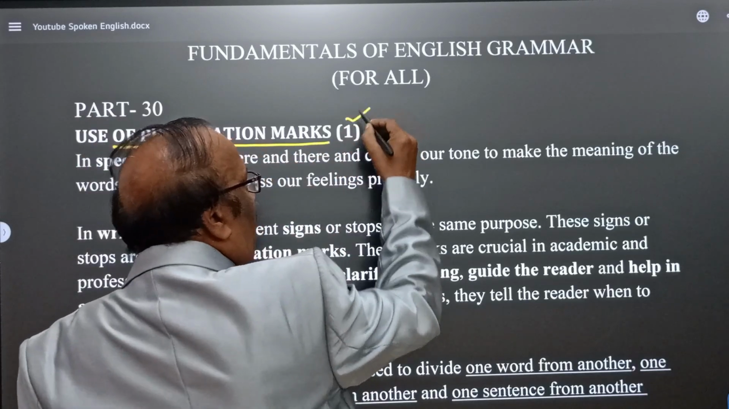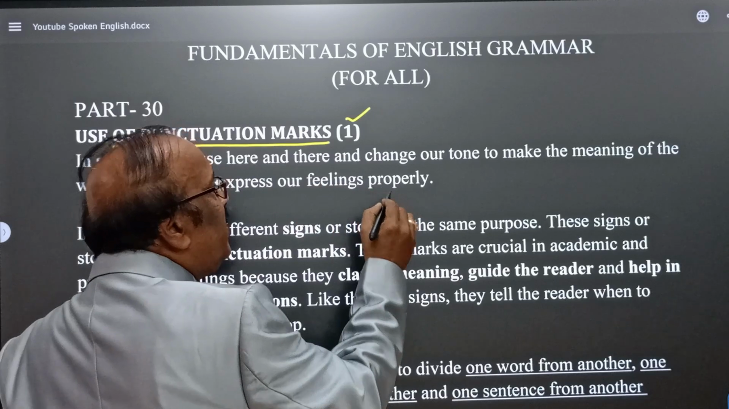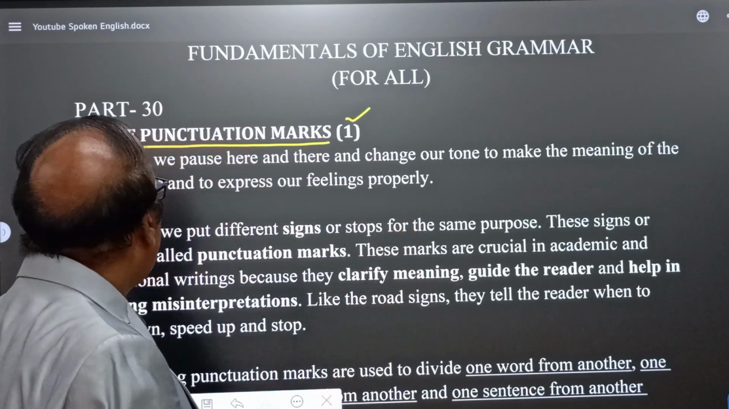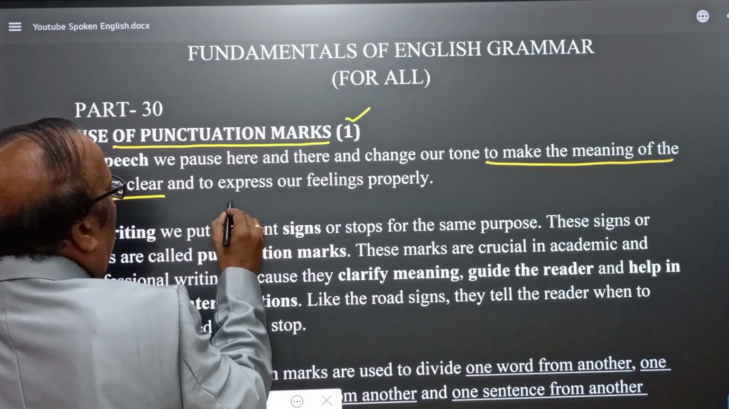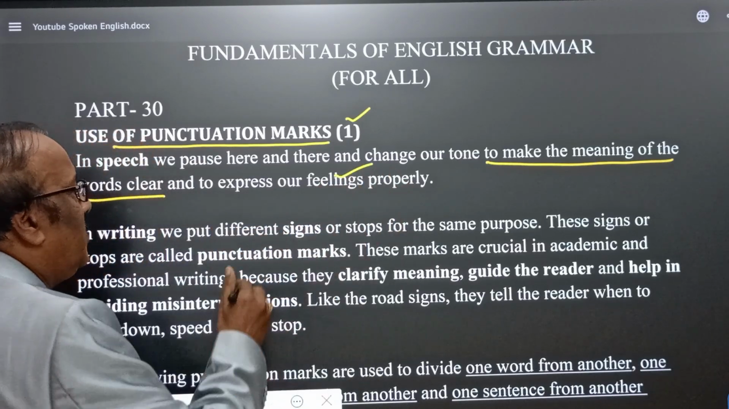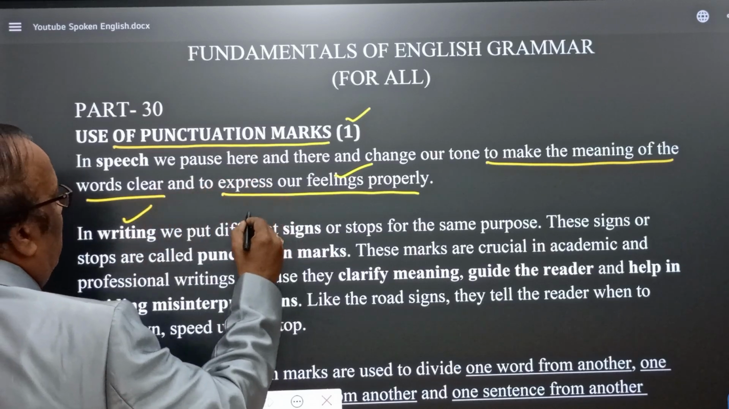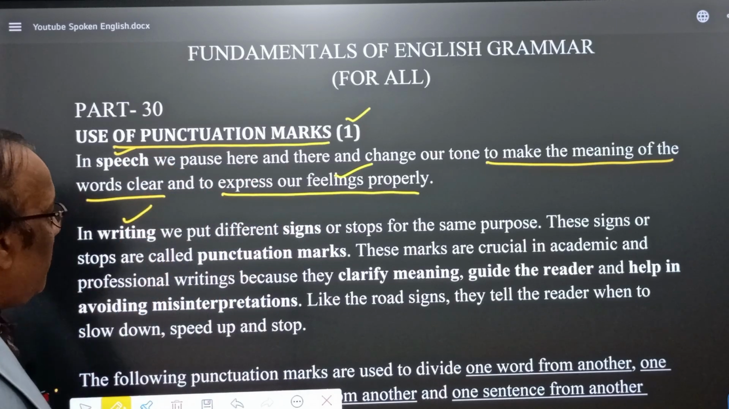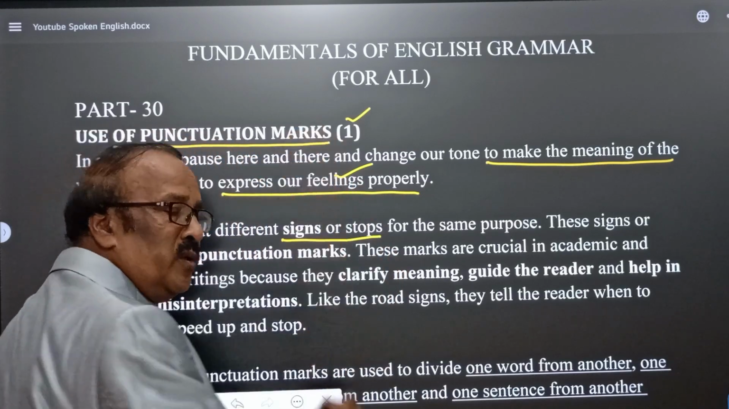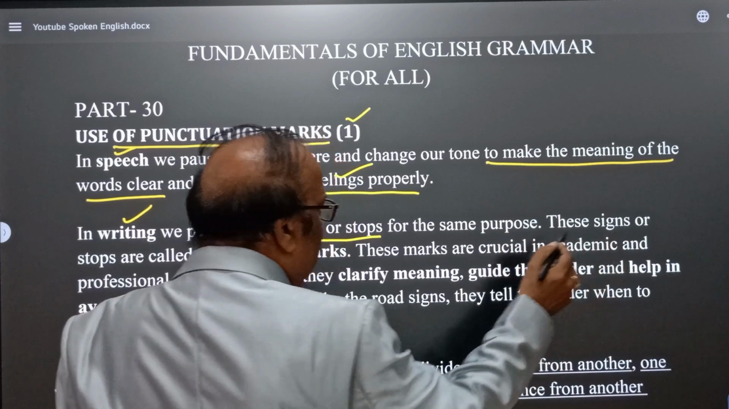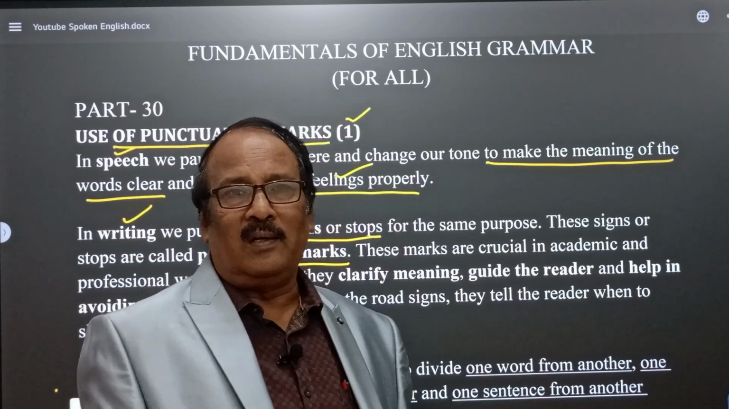This is part 1 of punctuation marks. Here, in speech, we pause here and there and change our tone to make the meaning of the words clear and to express our feelings properly. Again, in writing, we put different signs or stops, which we call punctuation marks. For the same purpose, these signs or stops are called punctuation marks. Am I clear? It is a very natural factor.